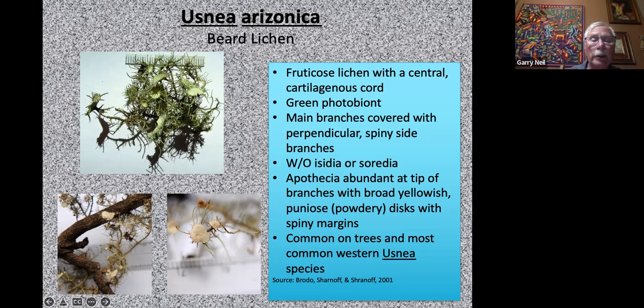In this case, you can see the apothecia. The apothecia, the fruiting bodies, are usually at the end of these different branches. And it's the most common species in the Western United States, mainly, and in fact, here in Arizona as well.